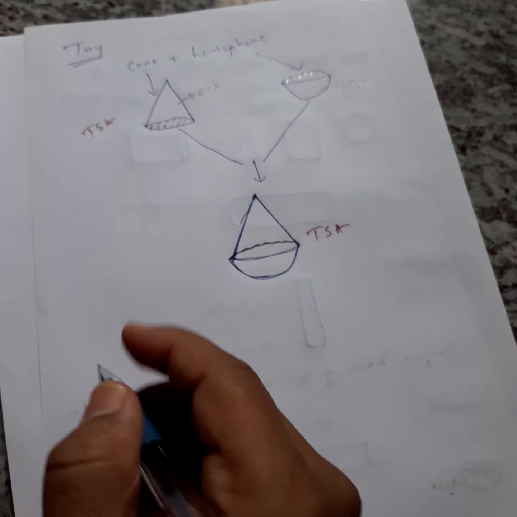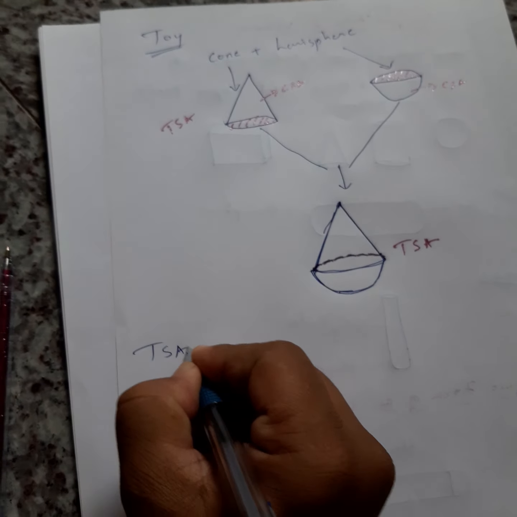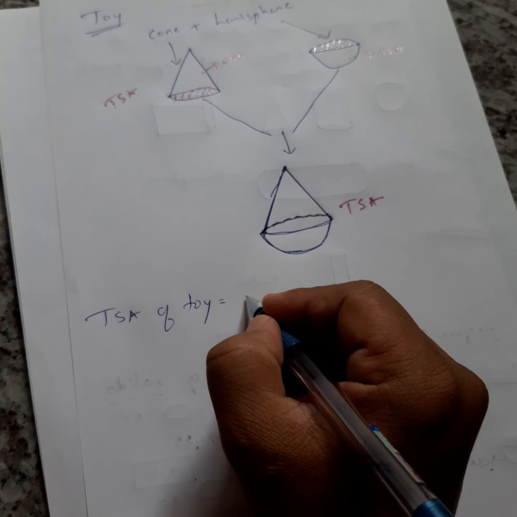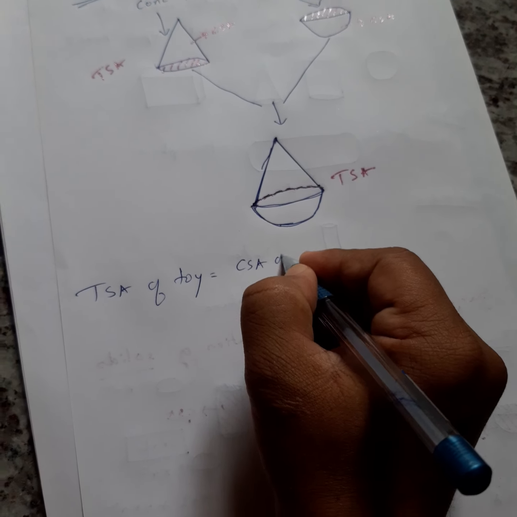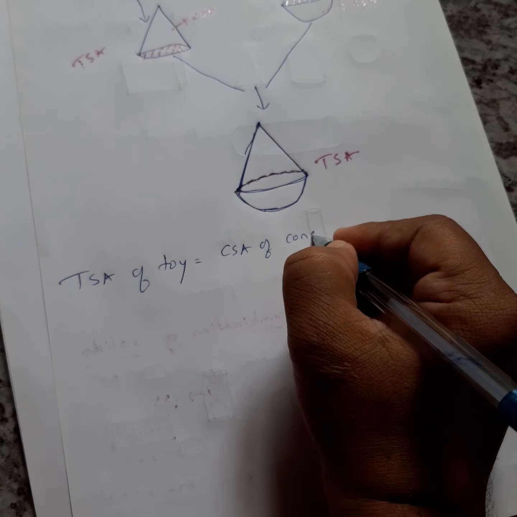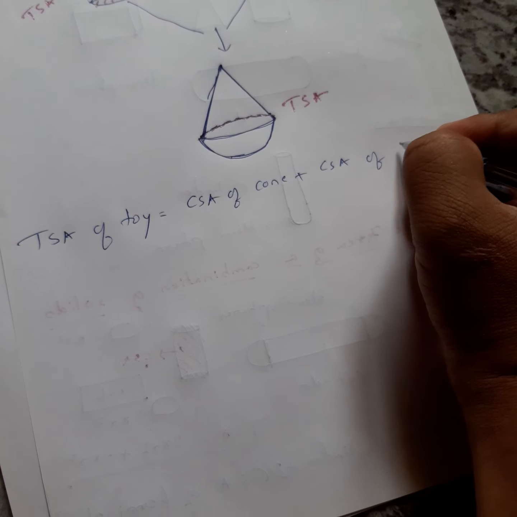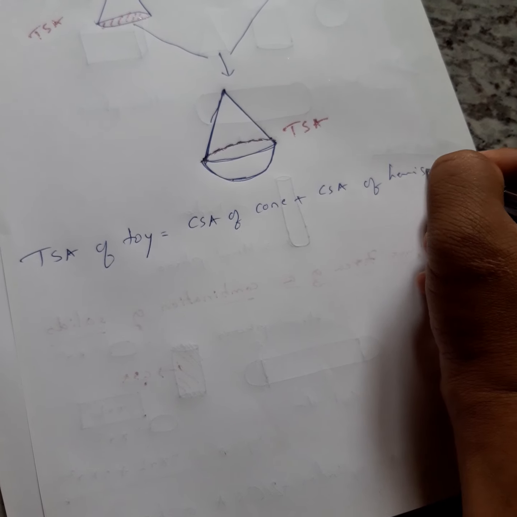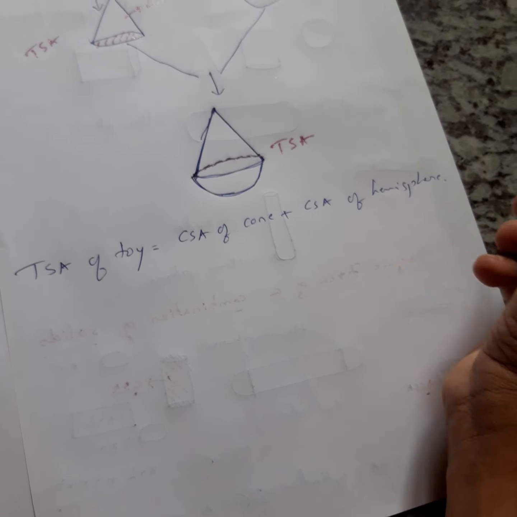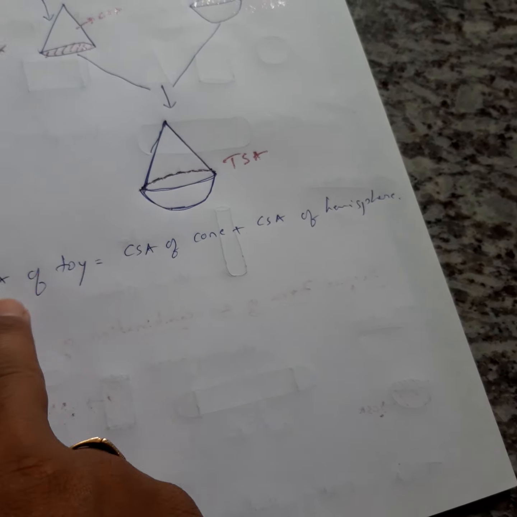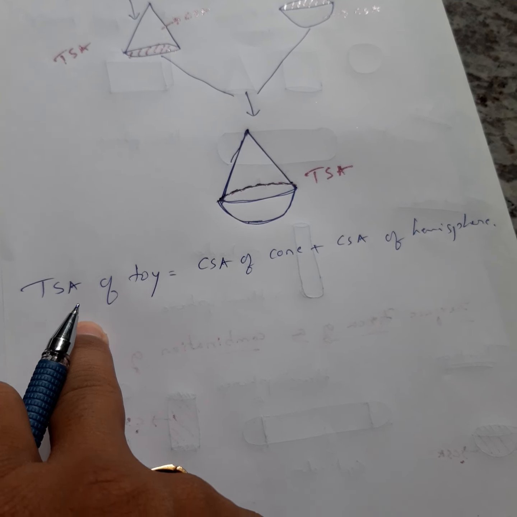So what I can write is total surface area of toy is equal to curved surface area of cone plus curved surface area of hemisphere. So once I find these two curved surface areas, I can find out the total surface area.